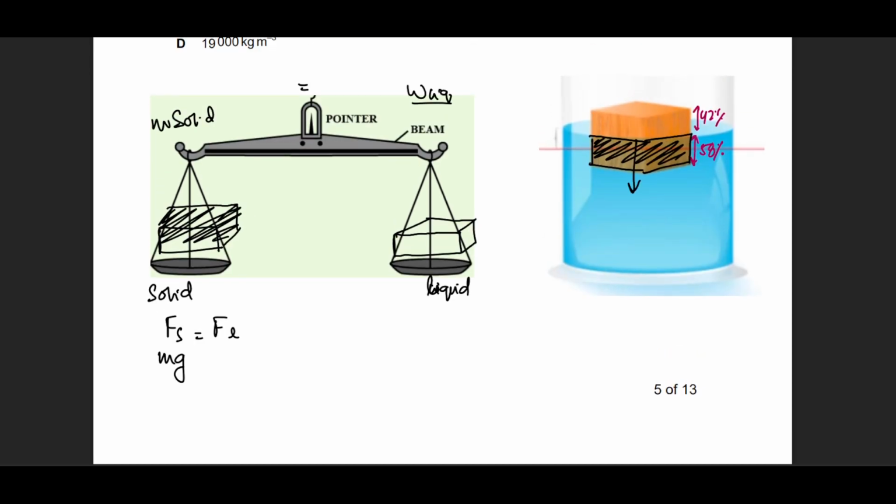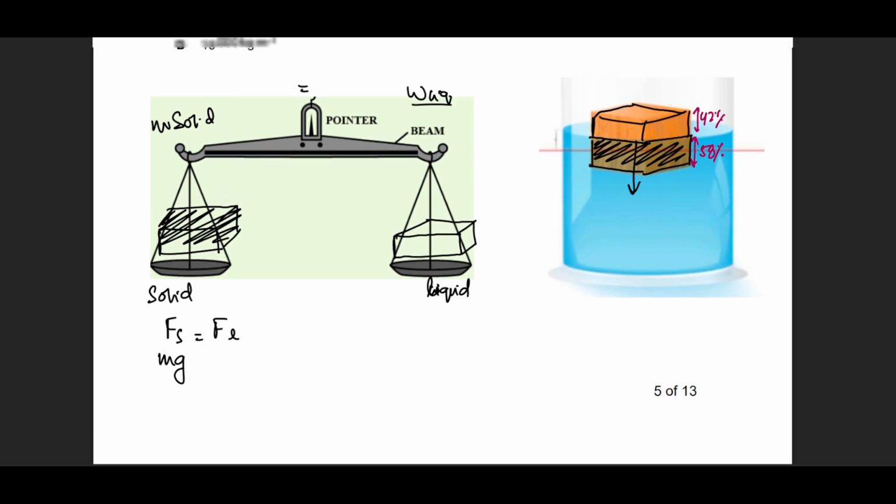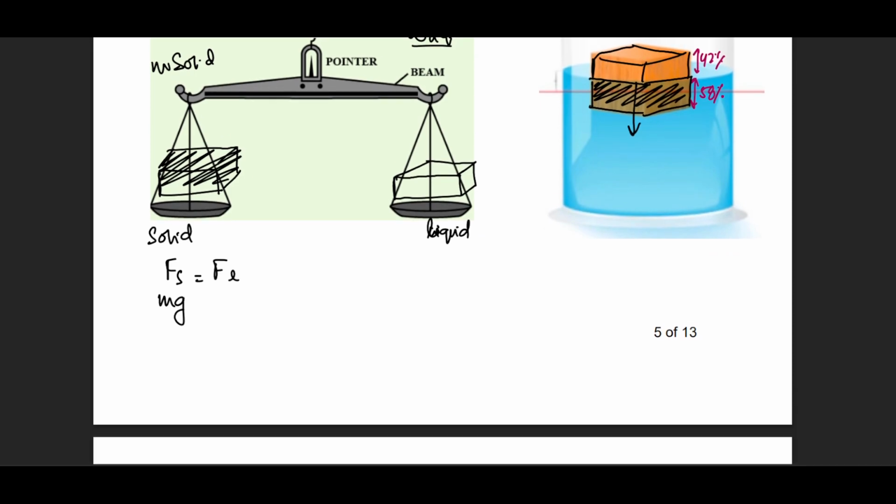Now notice that all of the solid is involved in pressing down into the liquid. If I take the volume of the solid to be V, then to find the mass, I can do this. Density is equal to mass over volume. Taking volume to the other side, mass equals density multiplied by volume.